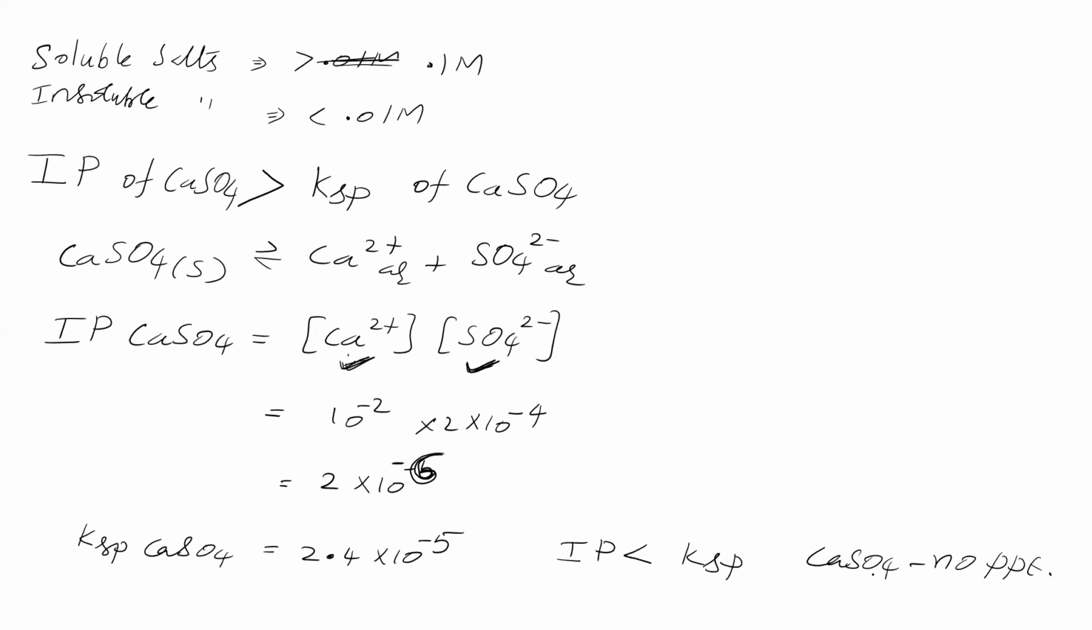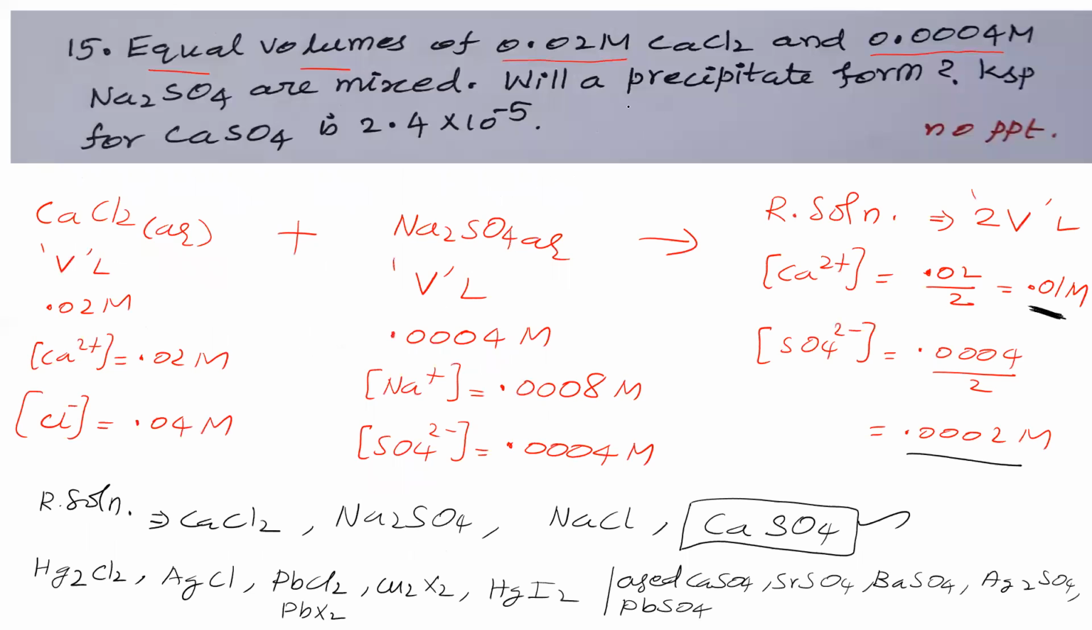This means the solution is unsaturated with calcium sulfate. If the condition is so and so, then only calcium sulfate will be precipitated, otherwise no. Now we can say calcium sulfate is not precipitating here. They have asked whether a precipitate will form. No, a precipitate is not forming because the resultant solution is unsaturated with calcium sulfate, therefore precipitation is not possible.